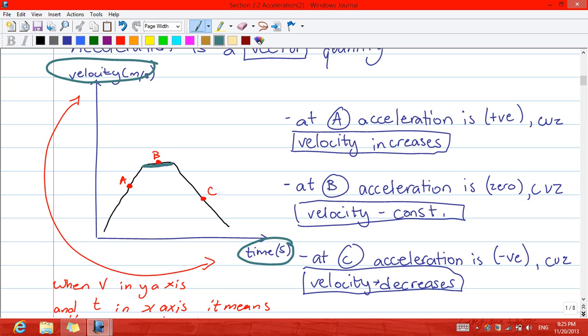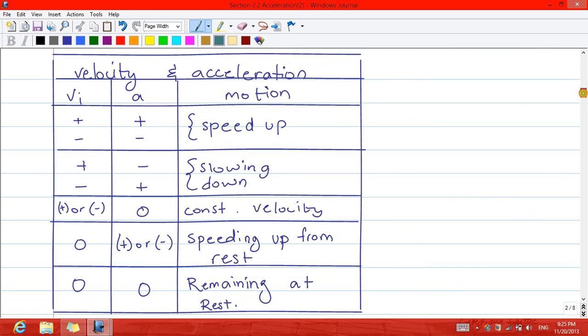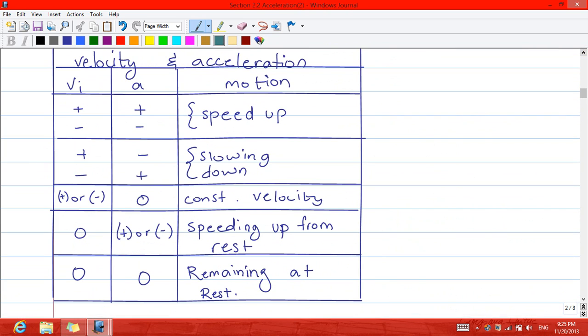And at C, it is negative since it decreases. So negative constant velocity. And here we have some relationship between the velocity and acceleration. When the initial velocity and the acceleration have the same sign, then they're speeding up. When they have different signs, then they're slowing down. When the initial velocity is positive or negative and the acceleration is 0, then we're going to have a constant velocity. And if we have both zeros, then it's remaining at rest. And if the initial velocity is 0 and the acceleration is positive or negative, then it's speeding up from rest.